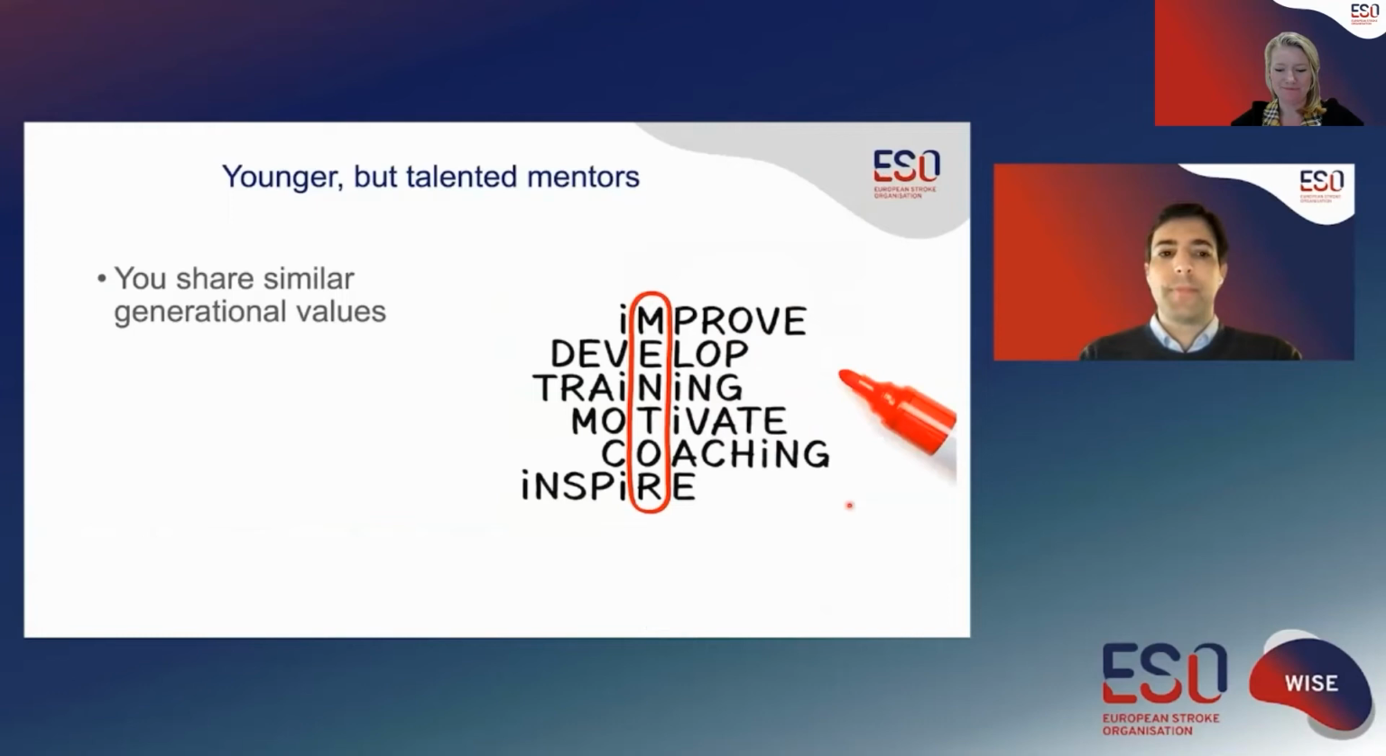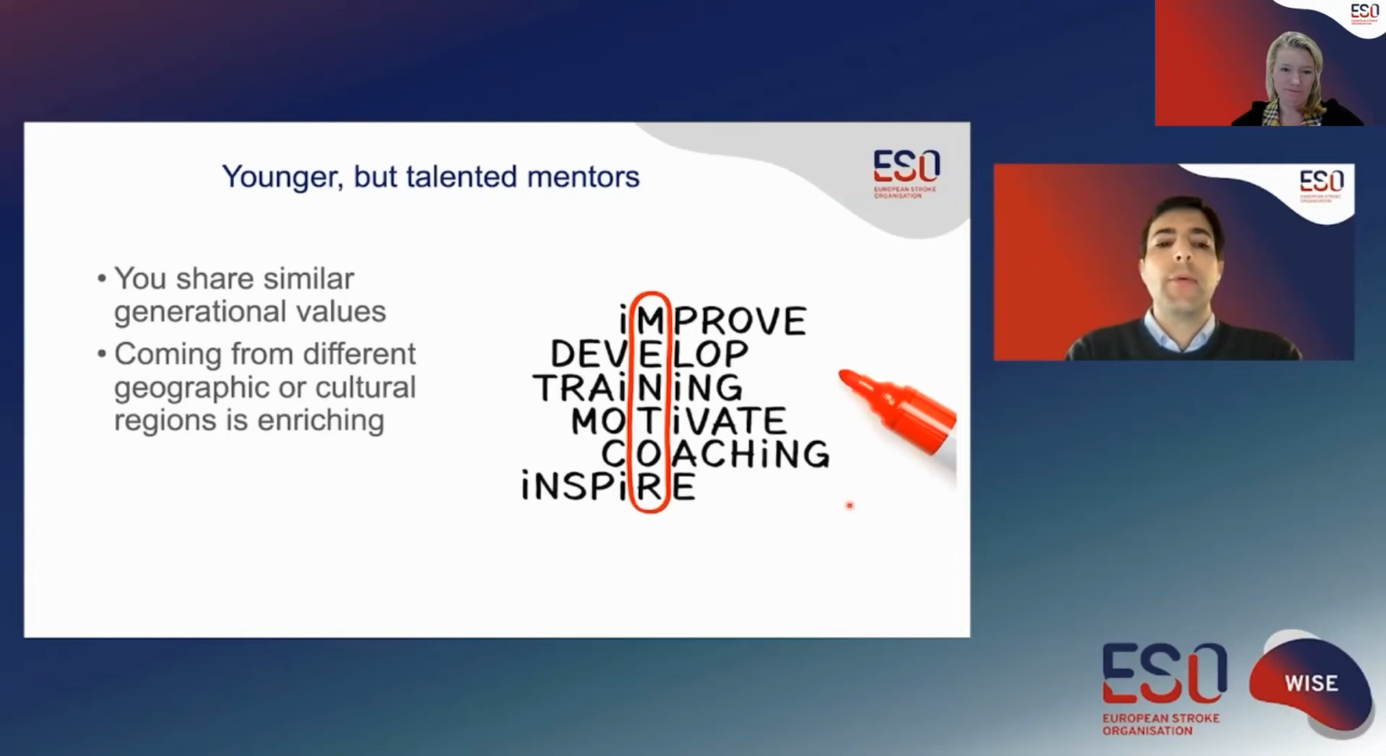And moreover, when you have younger but talented mentors such as me and Ulse, you share similar generational values, because more or less you were born in the same historical context, and you can maybe, as a team, better understand younger generations like generation Y. And coming from different geographic and cultural regions is enriching.